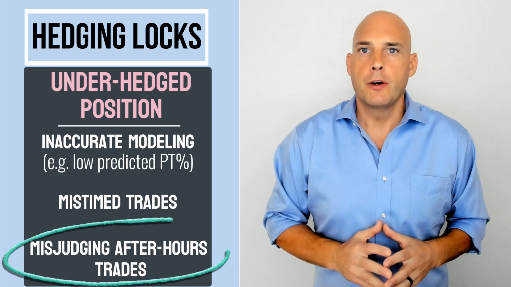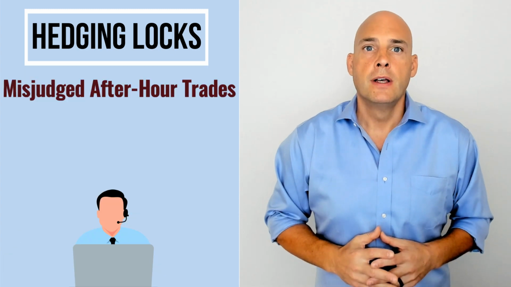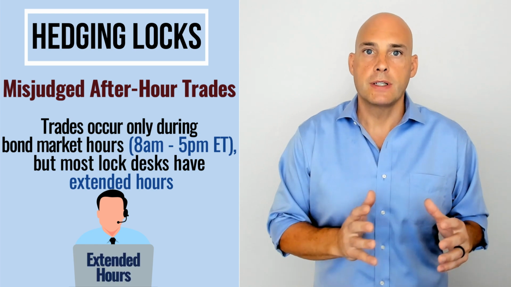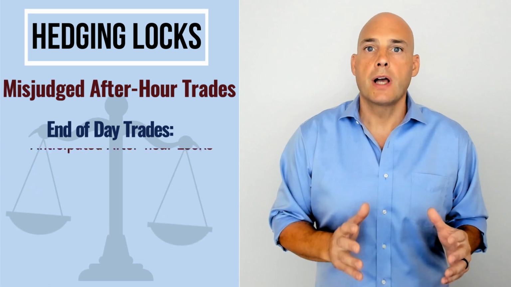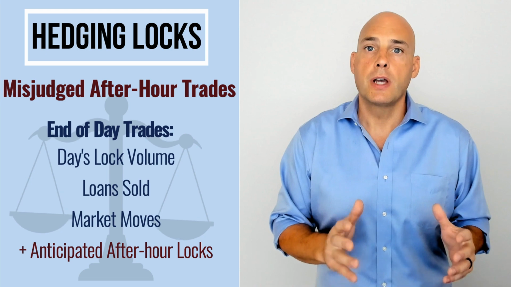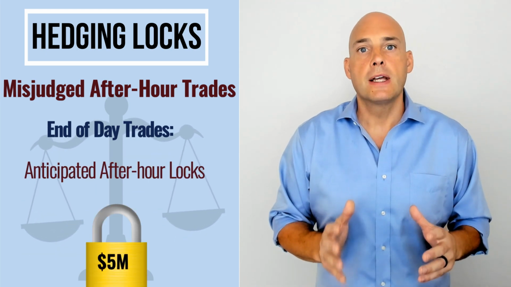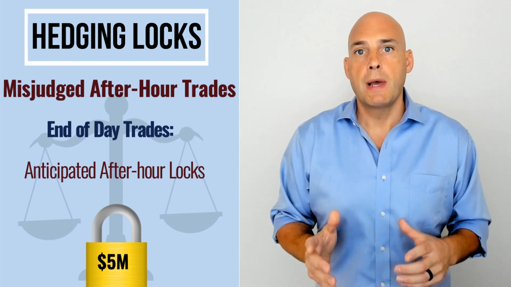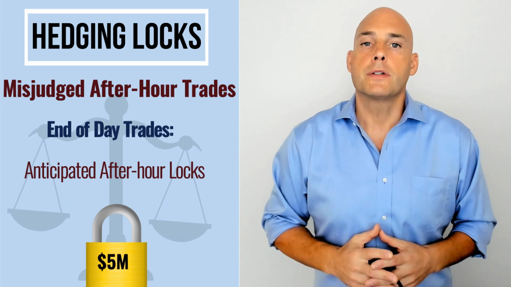I want to touch on this a little bit more because this forms the basis for policies around after-hours and overnight locks. Hedge positions can only be traded during bond market hours, but most lock desk hours extend beyond the bond market. This means at the end of trading day, hedgers will adjust their coverage based on the day's lock and sale activity so far, plus anything they anticipate could come in after hours. Usually, this is based on backtesting. If a lender typically gets about $5 million in after-hours locks every day in a particular market environment, the hedger will anticipate that and apply coverage for those expected locks when they're adjusting for coverage before the market closes.